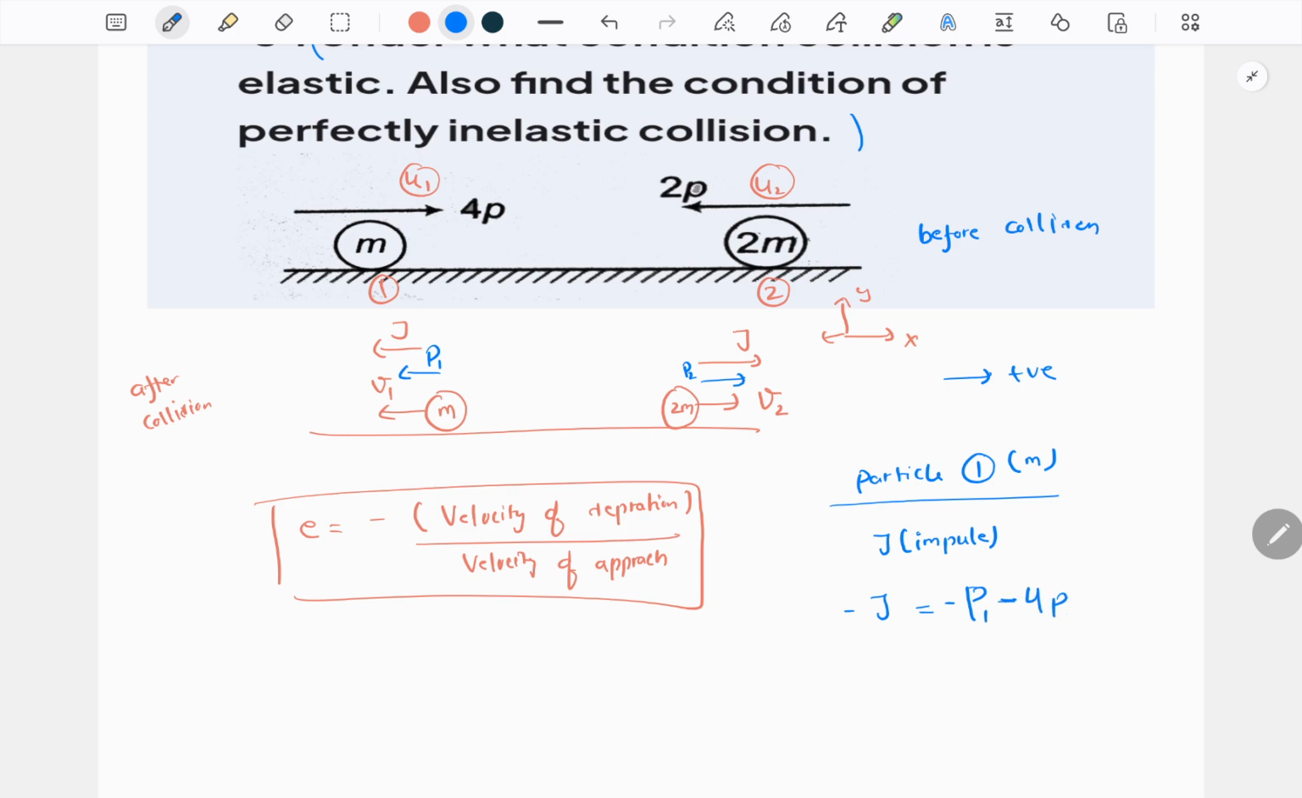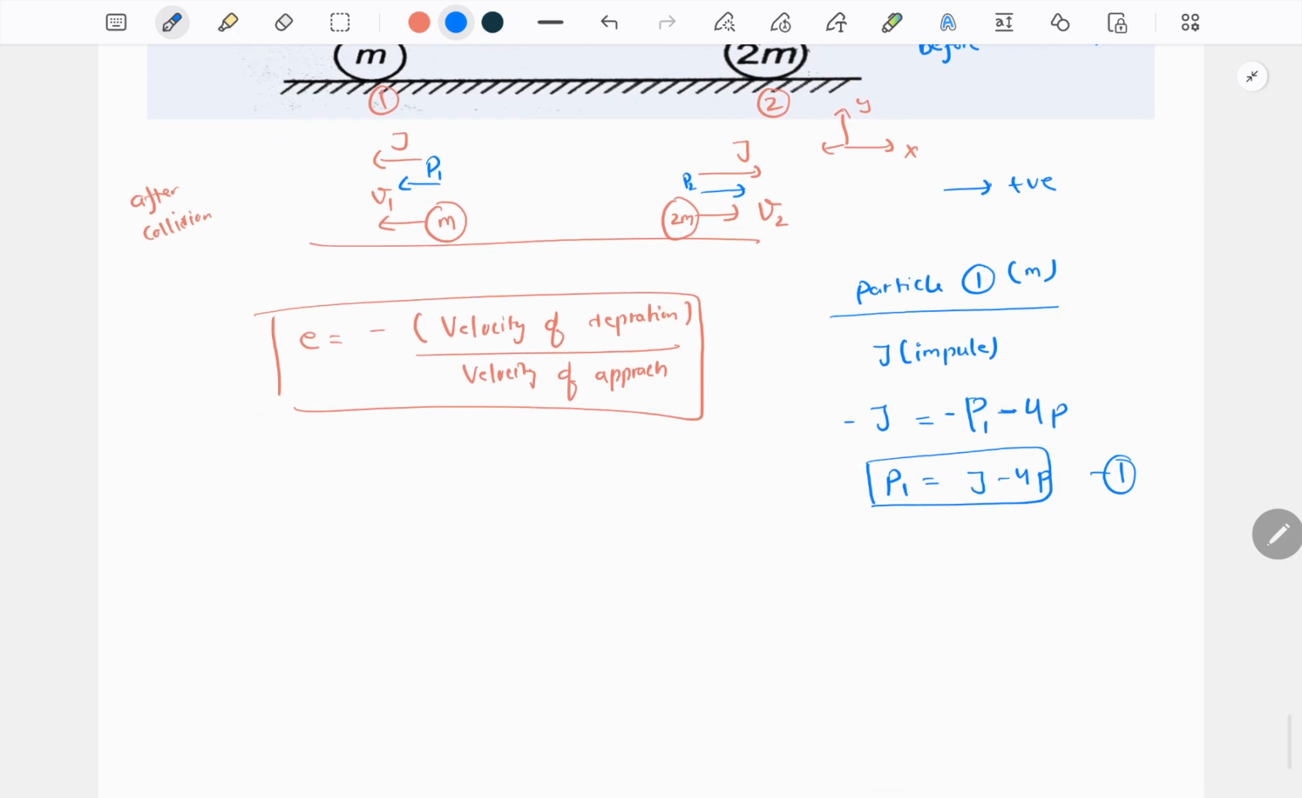So from this equation, can I find the value of p1? p1 will be equal to j minus 4p. This is my equation. So p1 I got, and p1 will be my final momentum. Can I write the mass of that particle times v1 equals j minus 4p, or v1 will be j minus 4p by m. So this is my other equation.